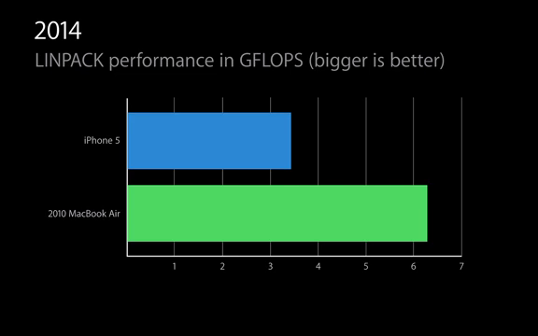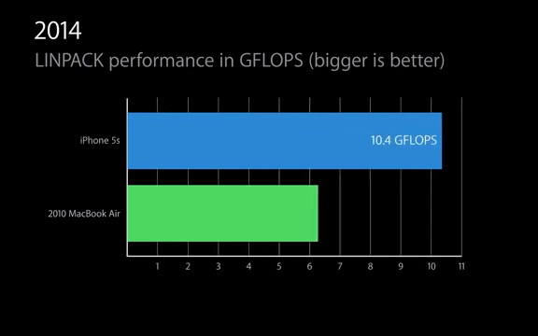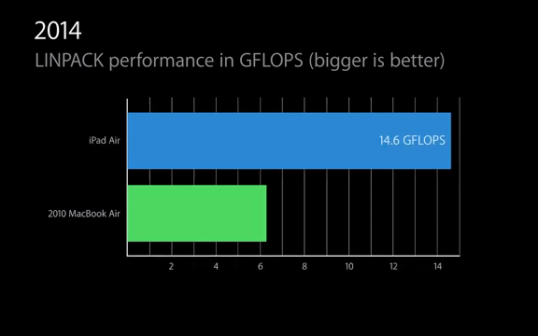So, I don't know. Who thinks that the iPhone 5S is faster? Who thinks that the MacBook Air is faster? Okay, so let's see what happens. The iPhone 5S would give you 10.4 gigaflops double precision LinPack. And we have other iOS devices too. On the iPad Air, we give you 14.6 double precision gigaflops.